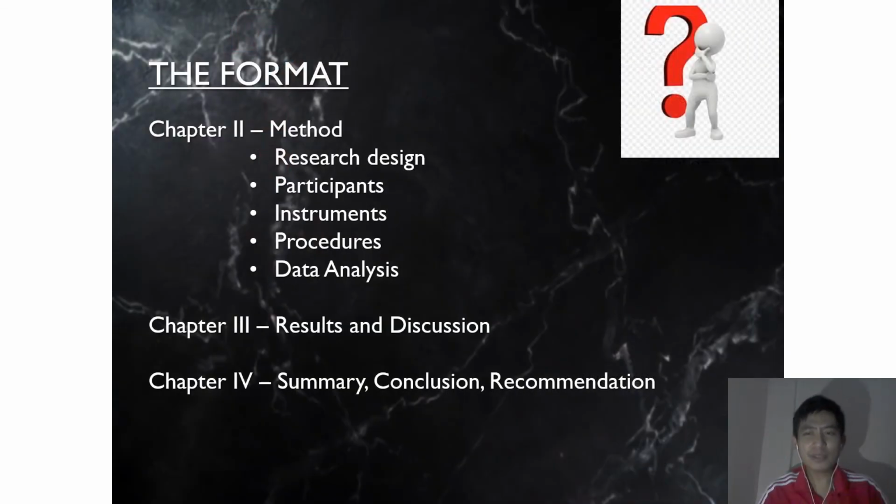Chapter 2 is the research design. So is it quantitative descriptive correlational? Is it qualitative phenomenological or qualitative descriptive? Participants: give us the overview. Who will be your participants? So here you can include the inclusion and exclusion criteria.